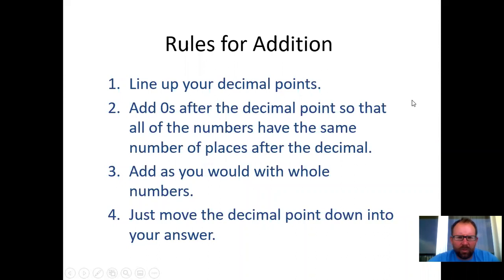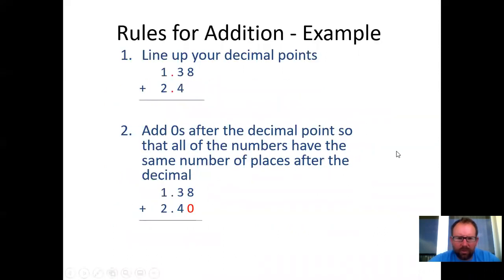When you're doing addition, you want to line up your decimal points. Add zeros after the decimal points so that all of the numbers have the same number of places after the decimal. So if you have 0.5 and 0.05, you want to add a 0 on the 0.5 so that you have everything lined up. Line up the zeros with the other numbers. Add as you would with whole numbers, okay? And then at the end, you just move the decimal down. So let's look at what that would look like.